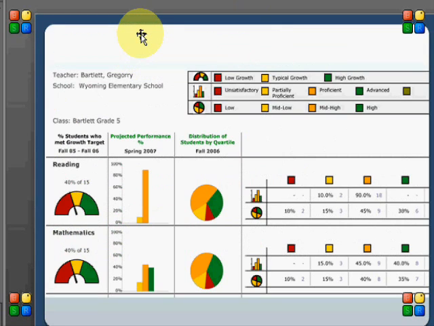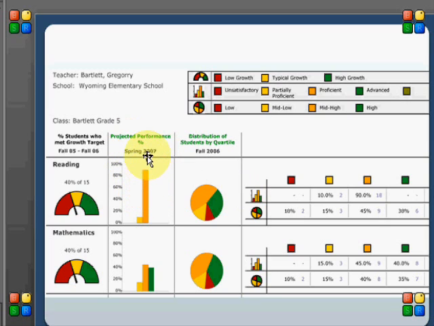Get rid of this dynamic reporting suite again. Here you have a fake teacher. You have their classroom. A grade 5 profile, high growth, typical growth, low growth, looking at how things break down in terms of reading and math. You have projected performance, distributions of students by quartile, and so on. And we go on and we can graphically represent, really, at a glance, where your students are.